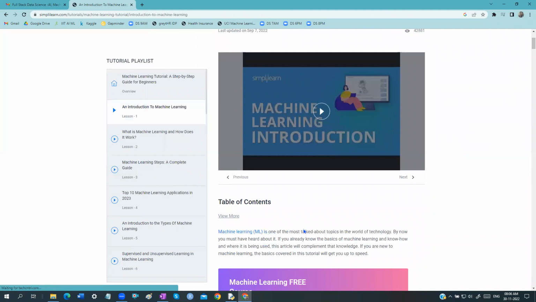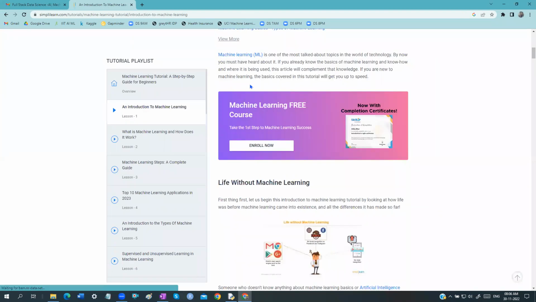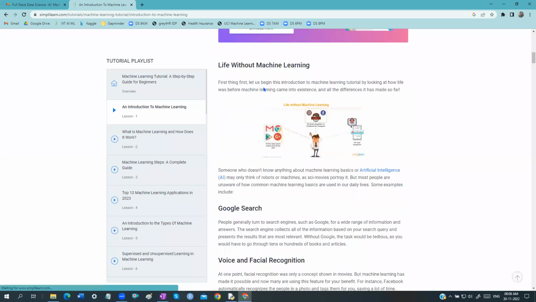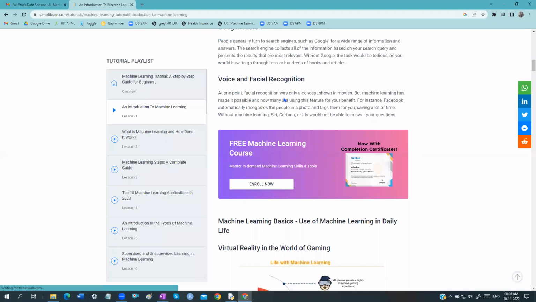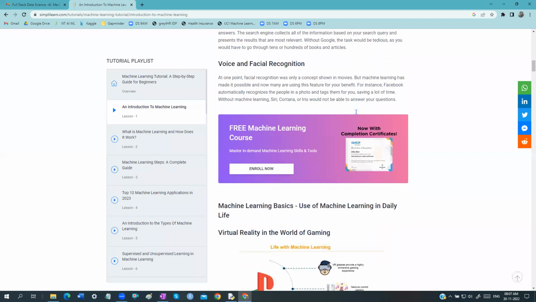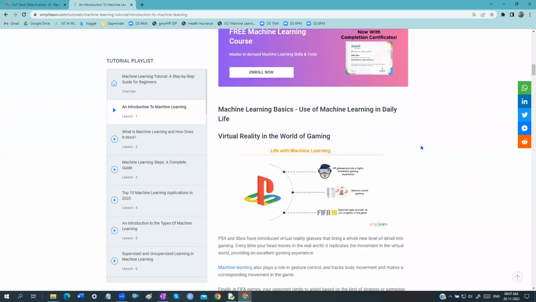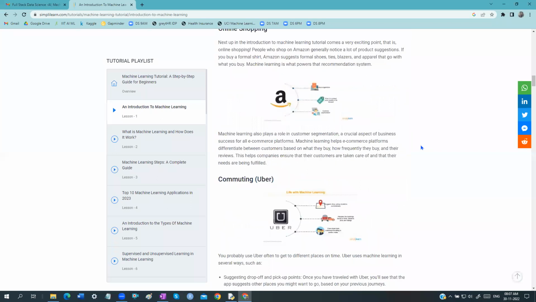Okay, so life with machine learning and life without machine learning. As I told you, guys, voice and facial recognition. At one point, facial recognition was only a concept shown in movies, but machine learning has made it possible, and now many people use the feature for their benefit. For instance, Facebook automatically recognizes the people in a photo and tags them for you, saving a lot of time. Without machine learning, Siri, Cortana would not be able to answer your questions. Google Voice Assistant and Alexa are also examples, guys. You can talk about a lot of examples.